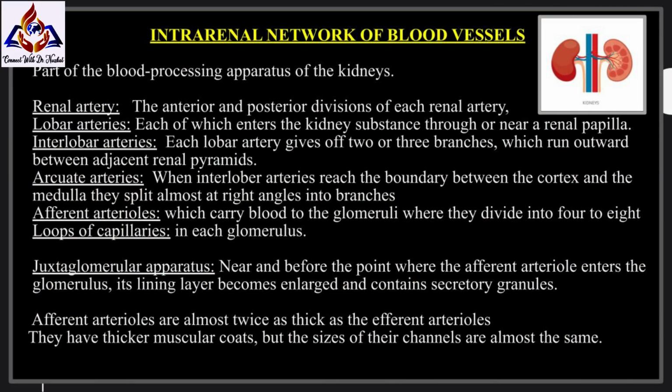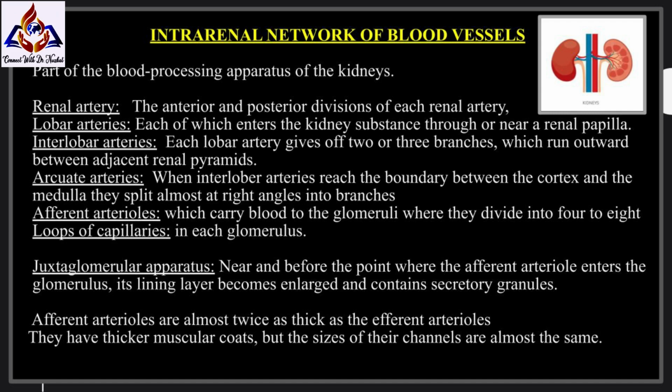The internal network of blood vessels forms part of the blood processing apparatus of the kidney. Arteries and arterioles: the anterior and posterior divisions of each renal artery divide into lobar arteries, each of which enters the kidney substance through or near a renal papilla. Each lobar artery gives off 2 or 3 branches called interlobar arteries, which run outward between adjacent renal pyramids.